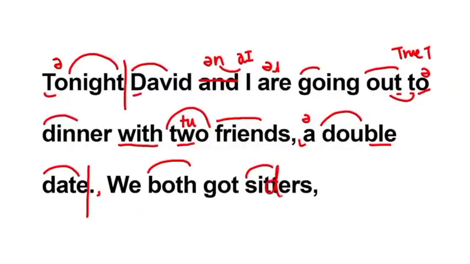Sitters, the double T there is a flap T. That's short for babysitter, someone to watch our kids. We both got sitters. The T in got is a stop T. Why? Because the next word begins with a consonant. We both got sitters.